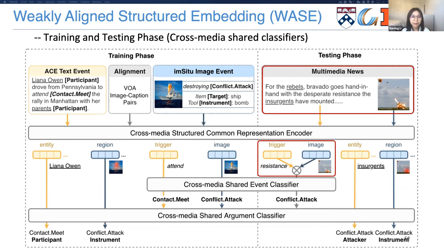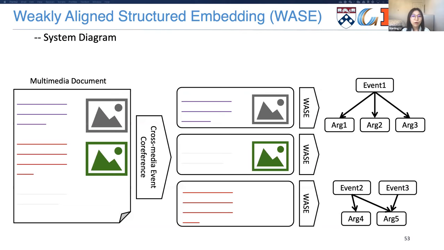In real multimedia documents, there are multiple sentences and images. We encode them into one common space and compare them using the alignment loss to decide whether the image and sentence are about the same event. We merge the arguments of cross-referential events that are of the same event type. So this framework is flexible. We can input either text or image or both and output the events with arguments of the same ontology.